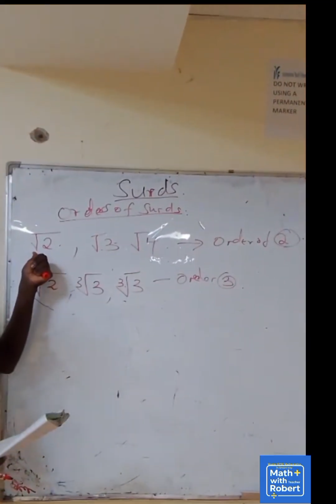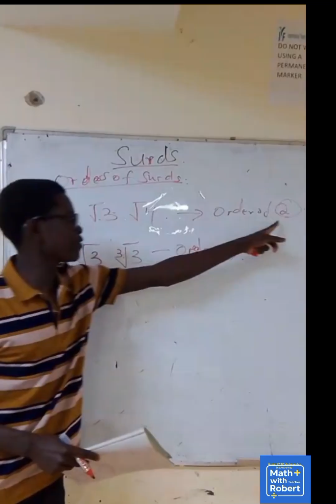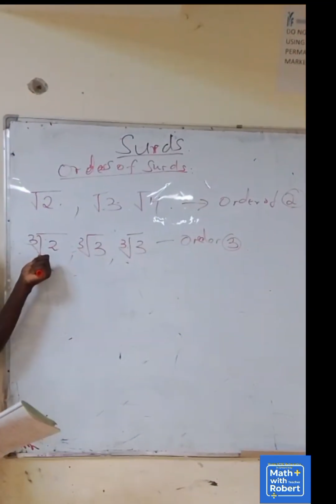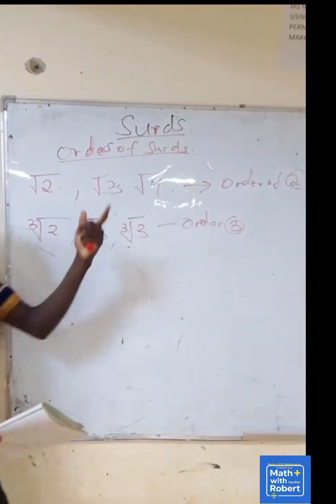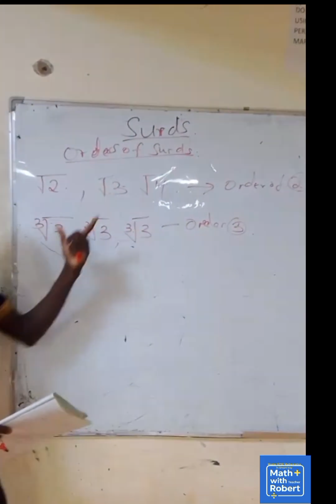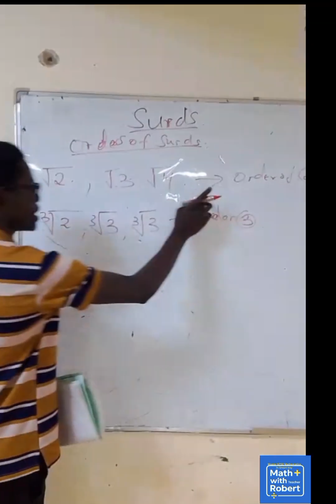The sign is the one that gives us the order. So here it's a square root. That's why we are saying it's an order of 2. Then this one is a cube root. It gives us the order of 3. Then fourth root will give us the order of 4. Fifth root will give us the order of 5. So these are the orders of Surds.